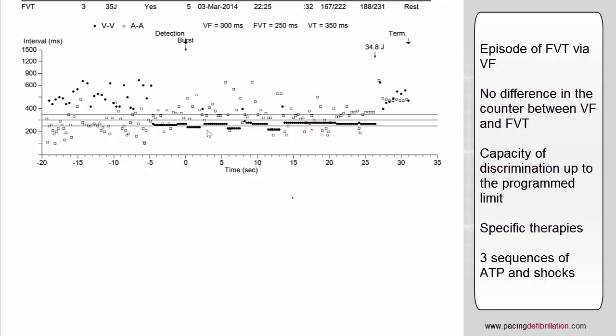The main interest of programming this third zone, so the fast VT, is the possibility to program more sequences of anti-tachycardia pacing. So this episode has been classified in the fast VT zone, so 3 sequences of anti-tachycardia pacing could be delivered, what would not have been possible if this episode had been classified in the VF zone.